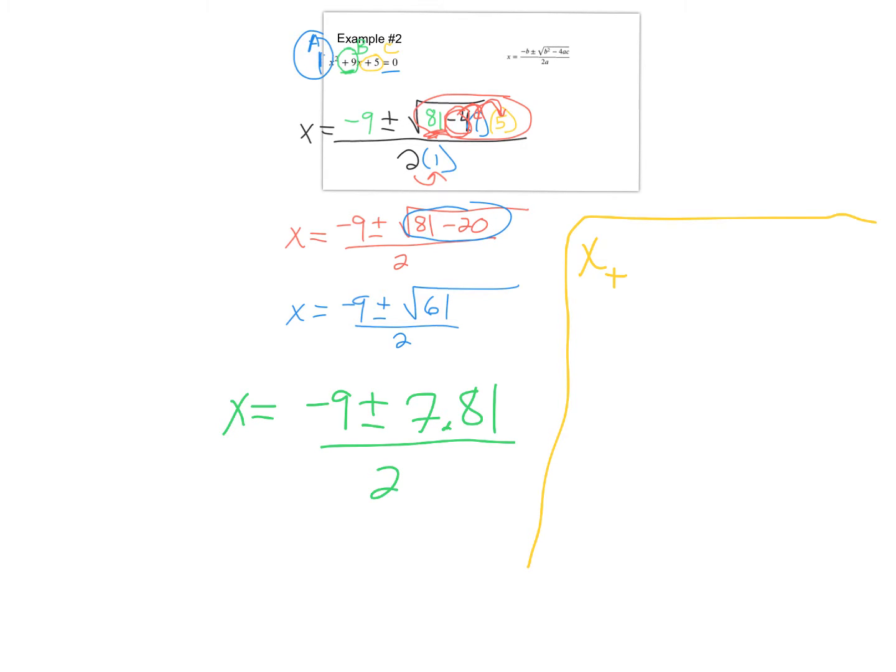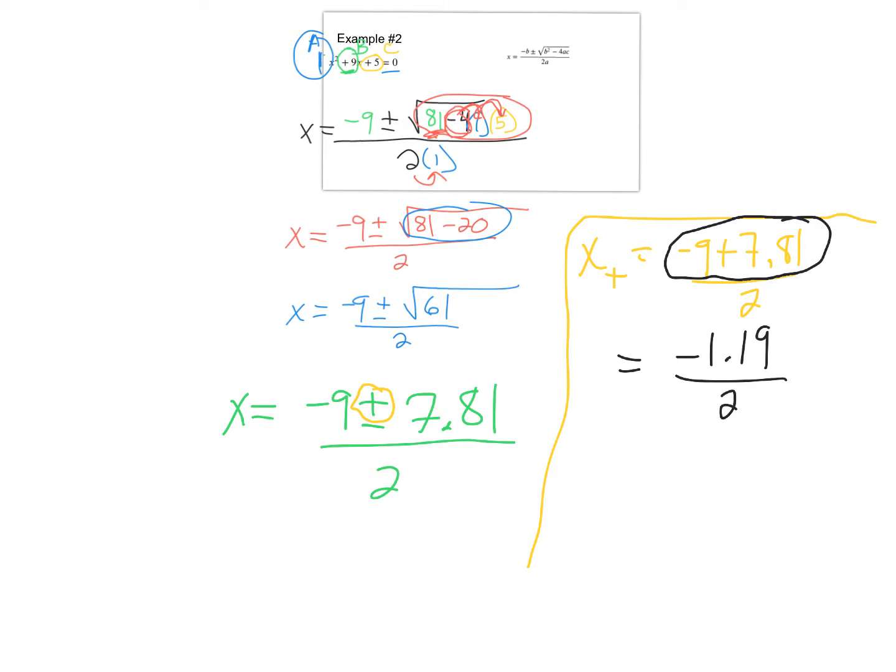So start with the x positive. Again, we're going to pretend that the plus or minus only has a plus. So it's -9 plus 7.81 divided by 2. Now when we do this, we're going to do just the top first. So we're going to do -9 plus 7.81, hit equals. I get -1.19 divided by 2. So I take -1.19, divide that by 2. I get -0.595.